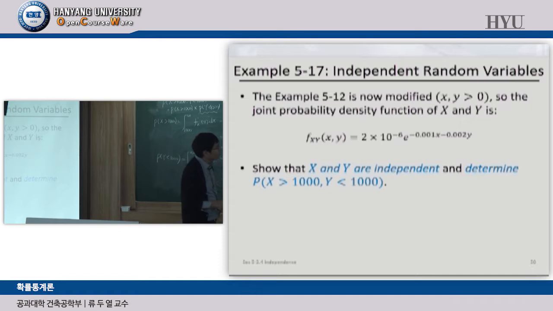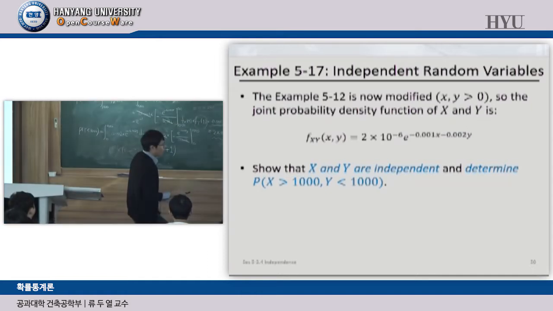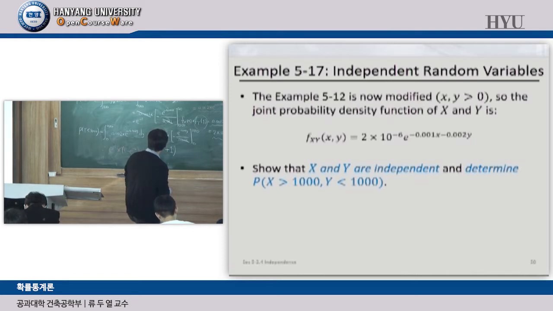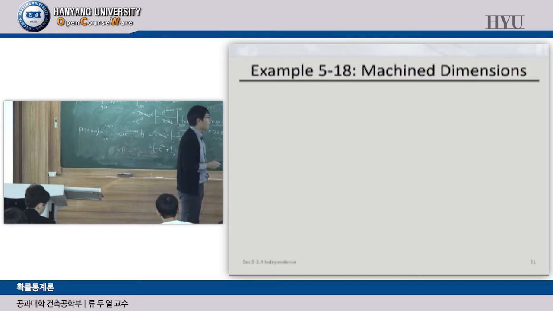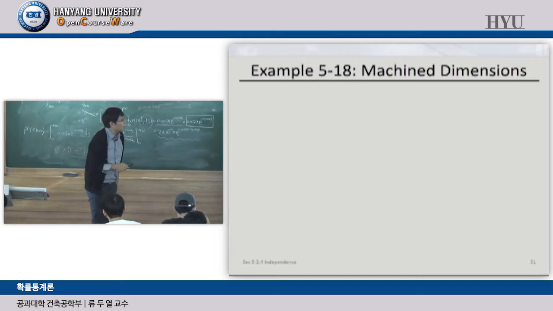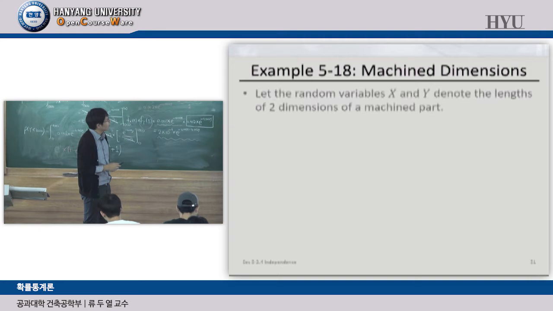And so, if the two random variables are independent, this problem can be simply calculated based on this equation. And this is another example, Example 5-18, about the machine dimensions.